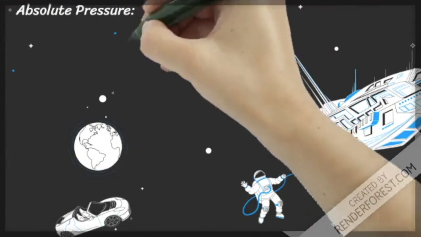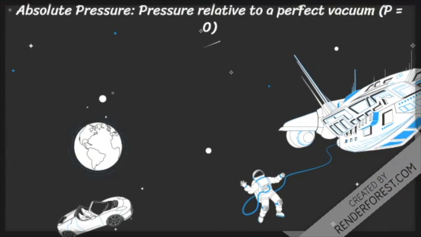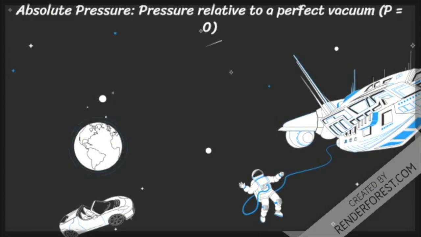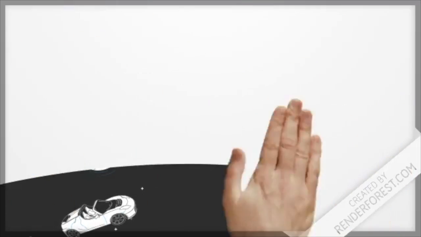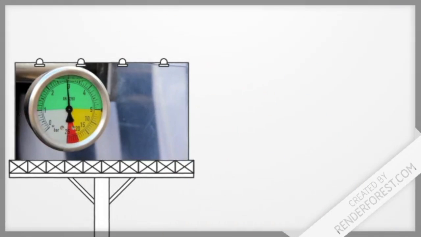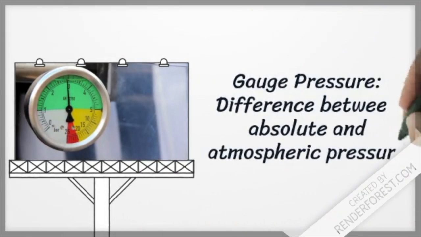Absolute pressure is the pressure given relative to a perfect vacuum when P equals 0. Gauge pressure is the difference between absolute and atmospheric pressure. This is an important equation to know.